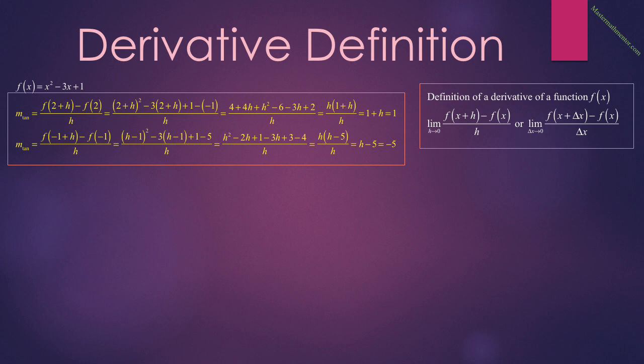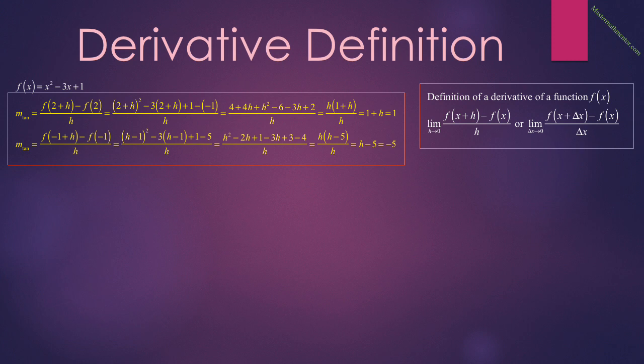We will find that this formula could also be written as the limit as delta x approaches 0 of f of x plus delta x minus f of x over delta x. This is the same formula. Delta x represents the change in x. Notice that in the definition of a derivative, we use the concept of a limit. A derivative is a limit.